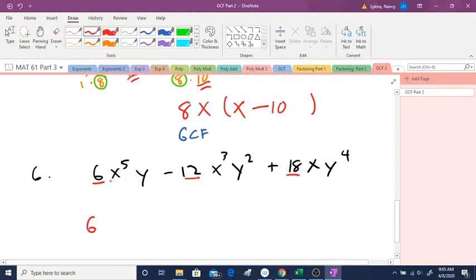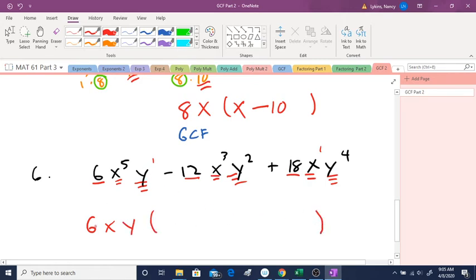Now let me look at my x's right here. I'm looking at the one with the least exponent. And this is an understood one. It's x to the first. So that is my least one. So it's going to be 6x. And then I'm going to look at my y's. And notice with my y's, this one is a 1 as well. So it's 6xy.